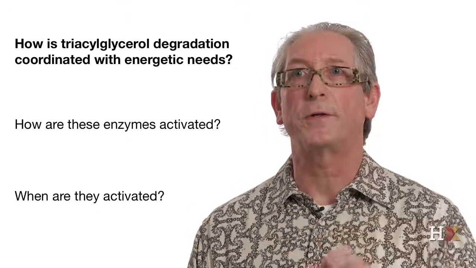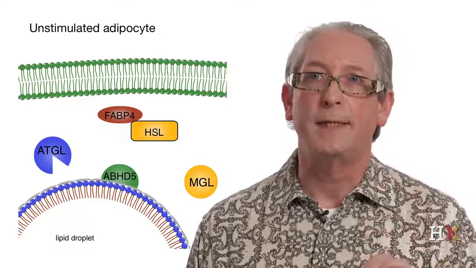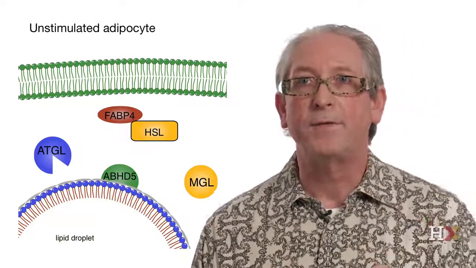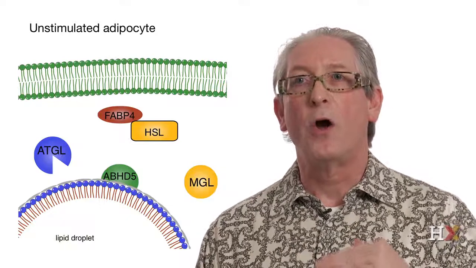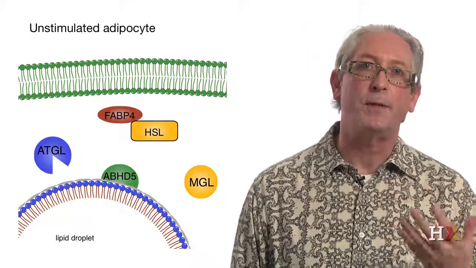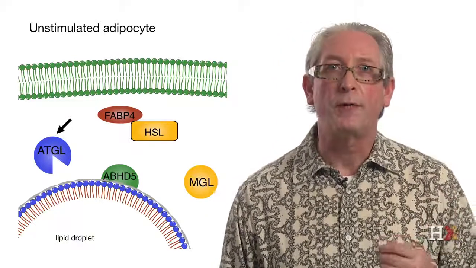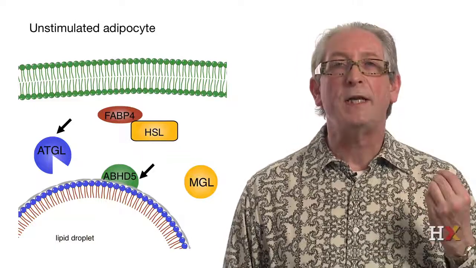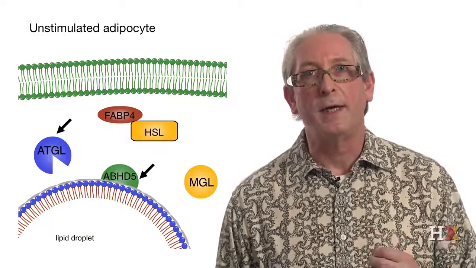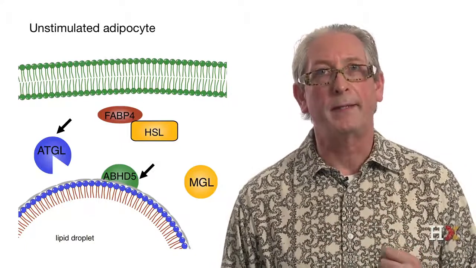So let's talk first about the activation of these enzymes, starting with an unstimulated adipocyte. The 3 enzymes are inactive because they are maintained away from their substrate. They cannot be recruited at the surface of the lipid droplet. For example, ATGL needs another protein called ABHD5 to be recruited at the surface of the lipid droplet. This protein is in fact maintained in an inactive form, bound at the surface of the lipid droplet, bound to perilipin.